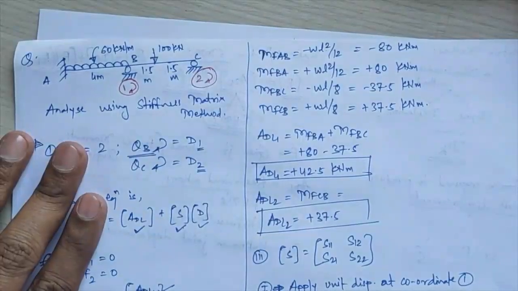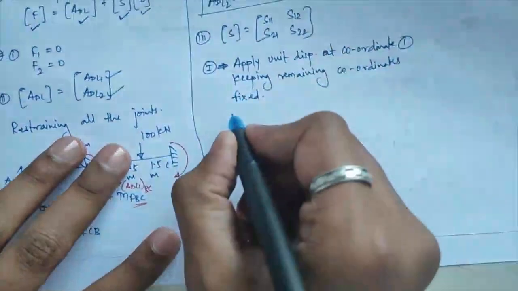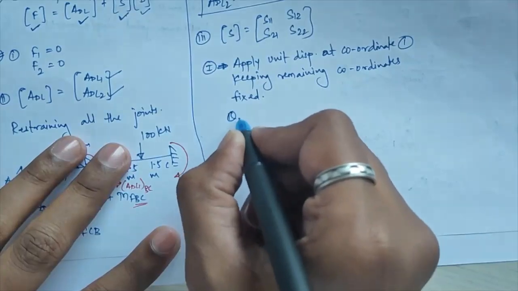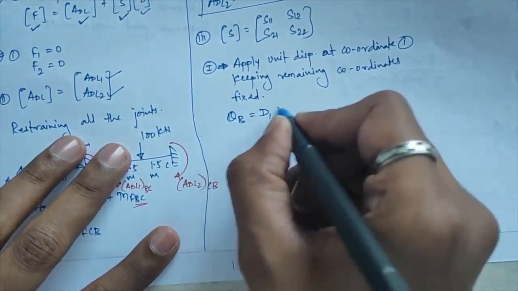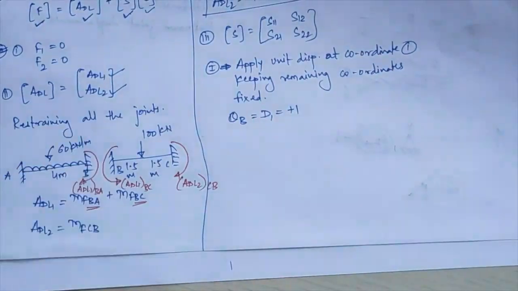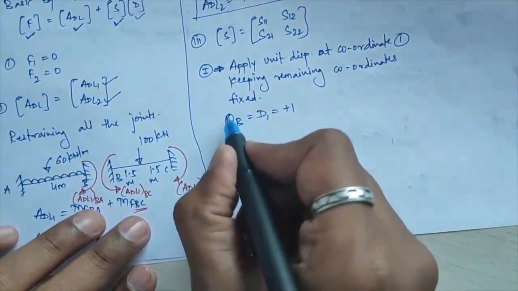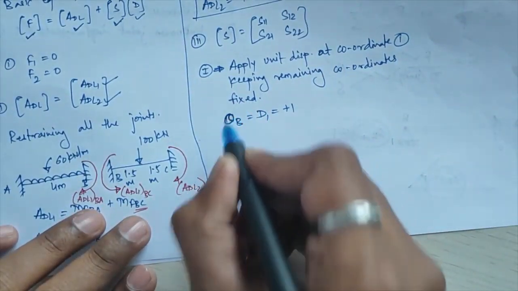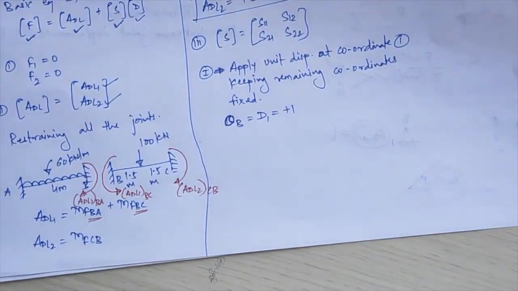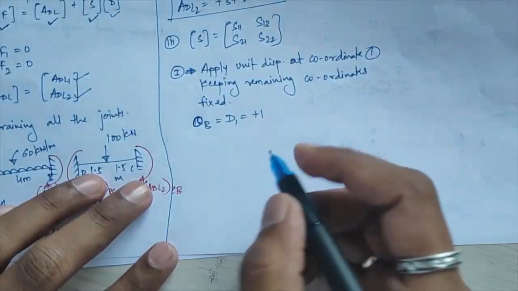It is nothing but theta b over there. That means you have to apply theta b, that is nothing but we have assumed d1 is equal to positive 1 over there. Okay. Now if you apply this, that means you have to apply the slope at point b equal to 1. Right. So how we will do this, that I will tell you.